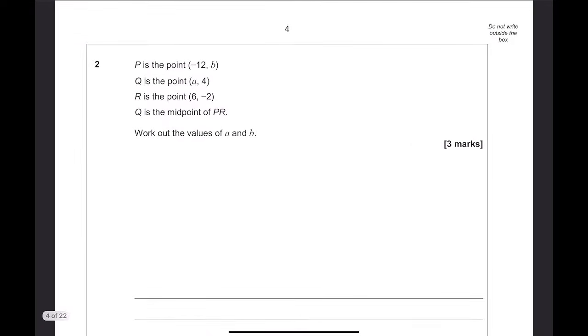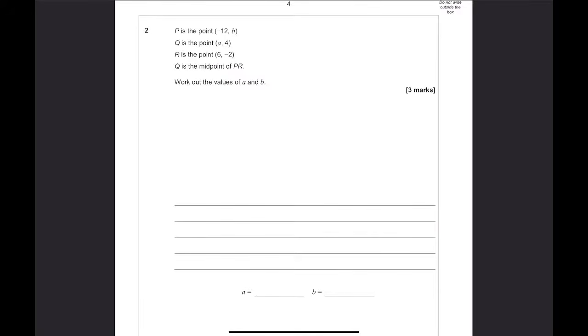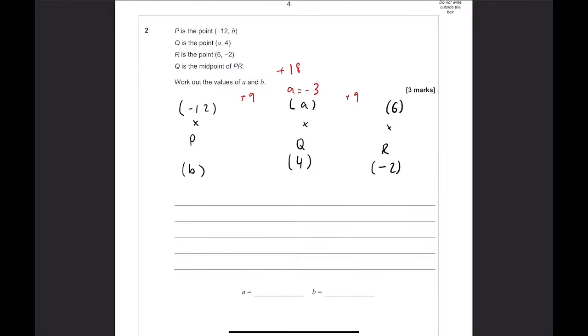So question 2, we have point P, Q and R, where Q is the midpoint of PR. I'm just going to do a rough sketch, which I would recommend you always do if you have the space to, and it will just help us visualize it a little bit more. So I'm going to do the x values at the top and the y values underneath. Now using this, we can analyze the steps that they've taken between P and Q and R. So straight away, to get from P all the way to R is an increase of 18. Which means that Q, because it's in the middle, must be split into 9 and 9. So that means that A must equal minus 3.